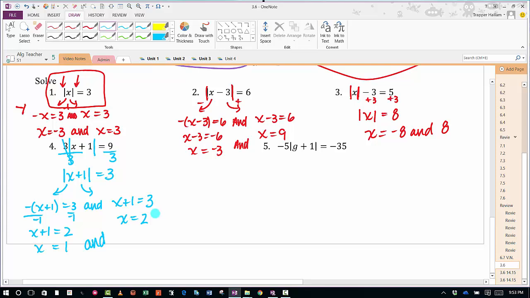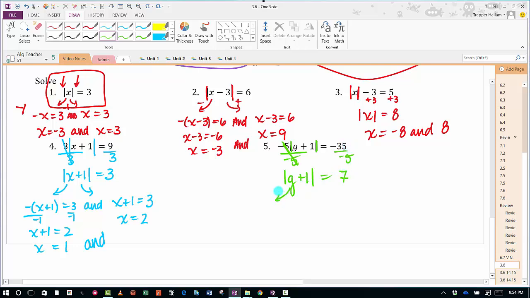Let's do one last example. I'll change my color yet again, just so we have another one. Looking at this, we've got something on the inside. Great. We'll have to deal with that in a minute. But first, we have to isolate this absolute value. And I notice I got a negative 5 out here, so I have to move that away first. So the inverse operation is to divide by negative 5. So I get the absolute value of g plus 1 because these 5's turn into 1 there. Equals, 2 negatives make a positive, so this is going to be 35 divided by 5, which is 7.